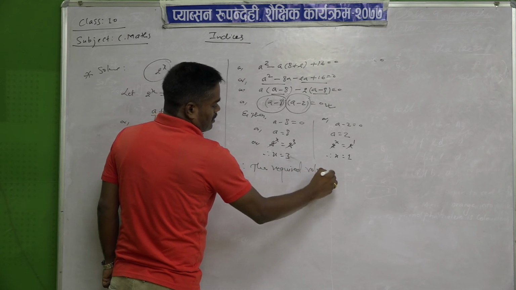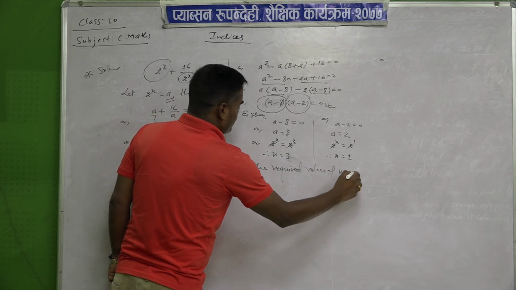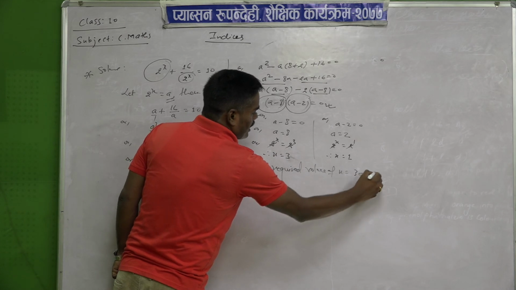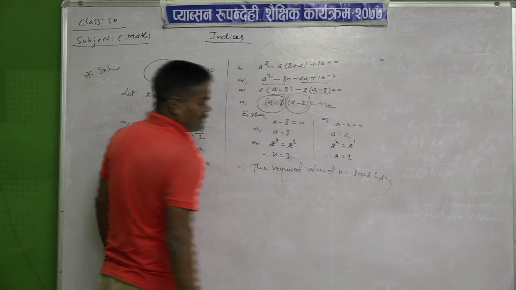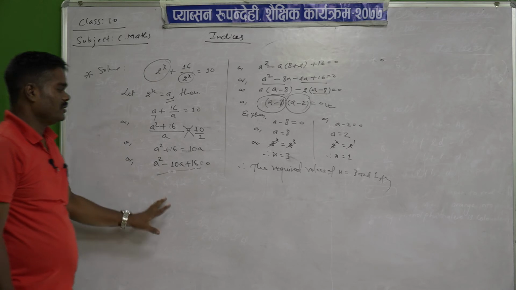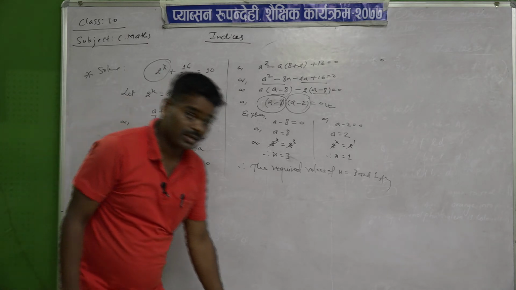Therefore the required value of x equal to 3 and 1. This is the answer. So likewise you have to do. I think you are able to solve all the problems.